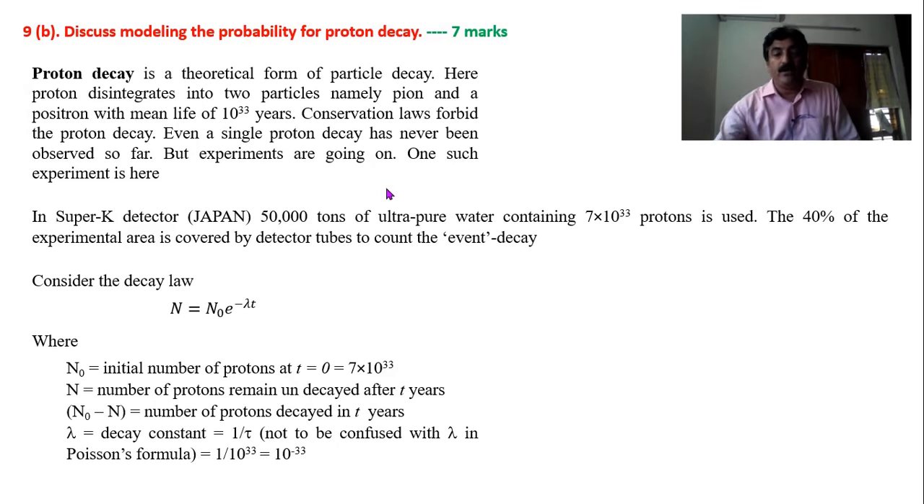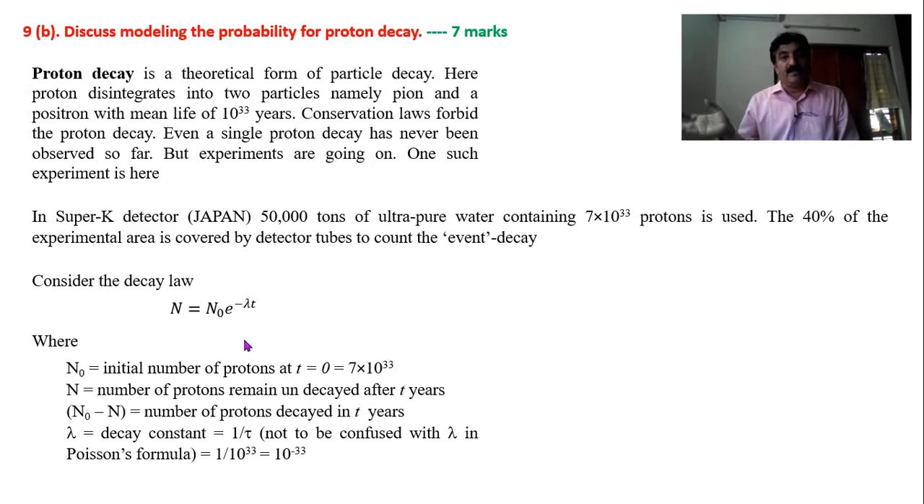Now according to the decay law, N is equal to N naught into e to the power of minus lambda t. Dear students, this lambda is actually the decay constant. We have one more lambda in Poisson's distribution, which is different from this lambda. Lambda is equal to the reciprocal of mean life, that is 1 by tau.